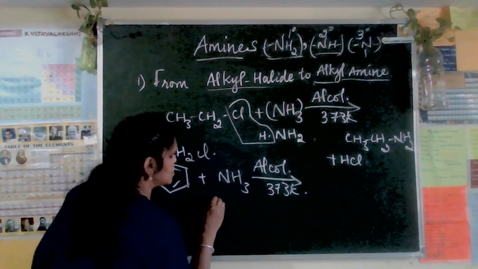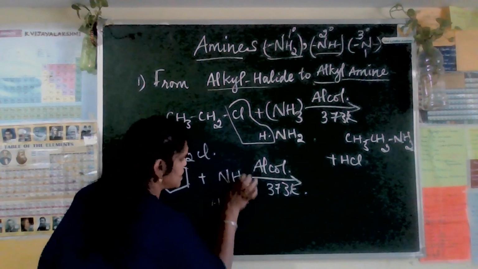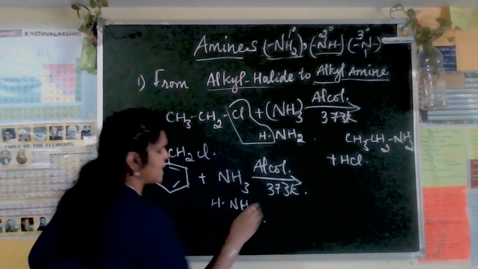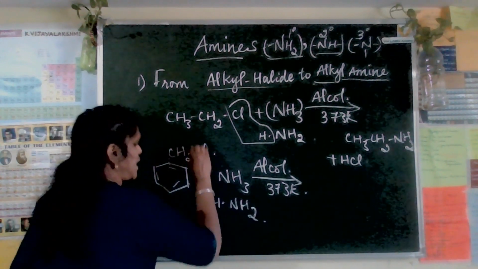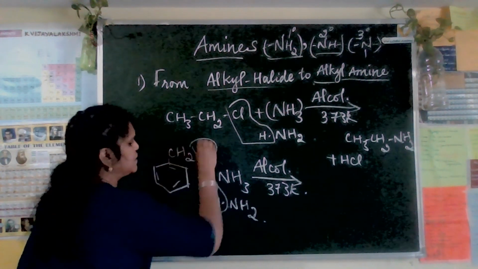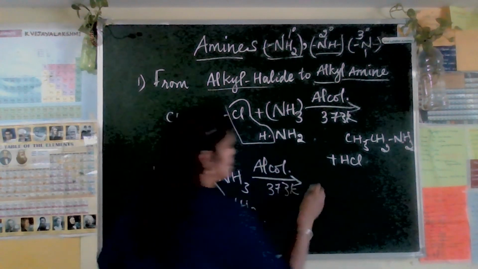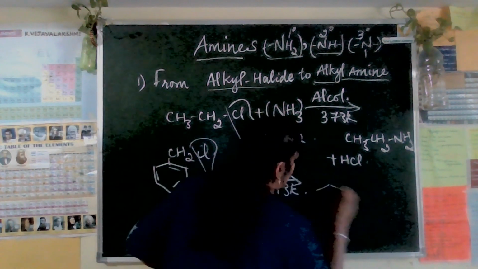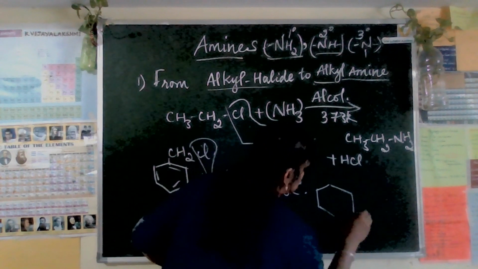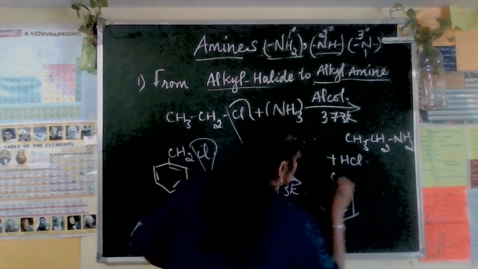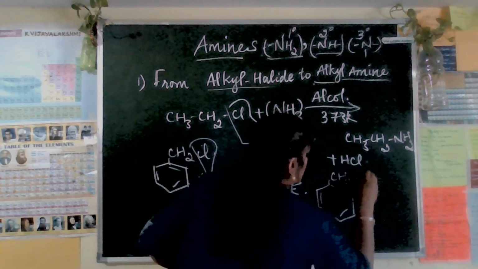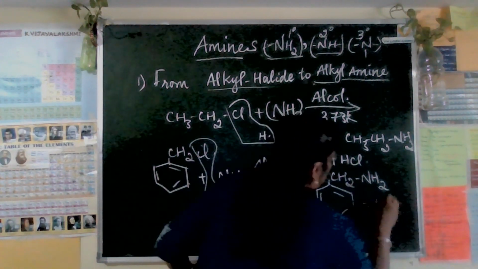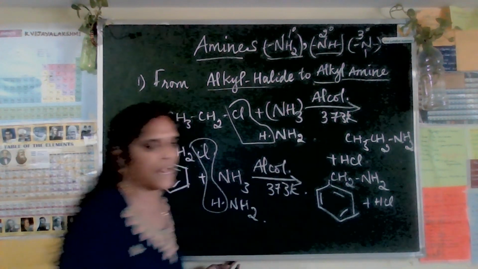Okay, now here also a small rearrangement, I just mentioned, NH3 only. So what happened? Here HCl, and then here CH2NH2. So what is it? Benzyl amine. So this is benzyl amine and you are getting HCl.